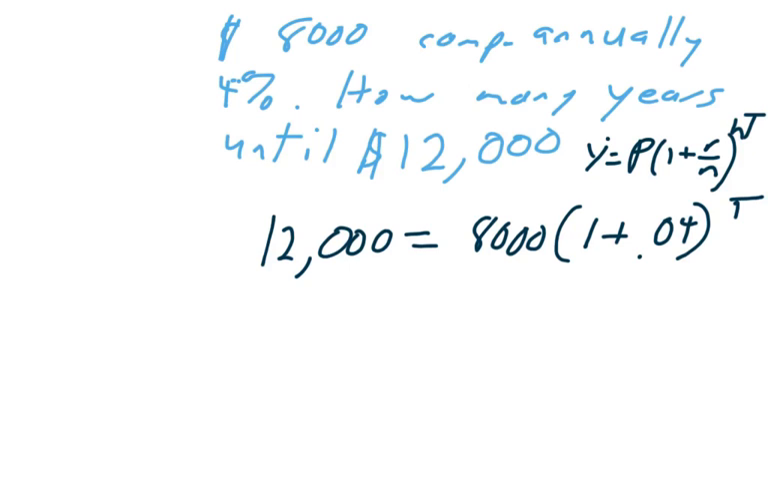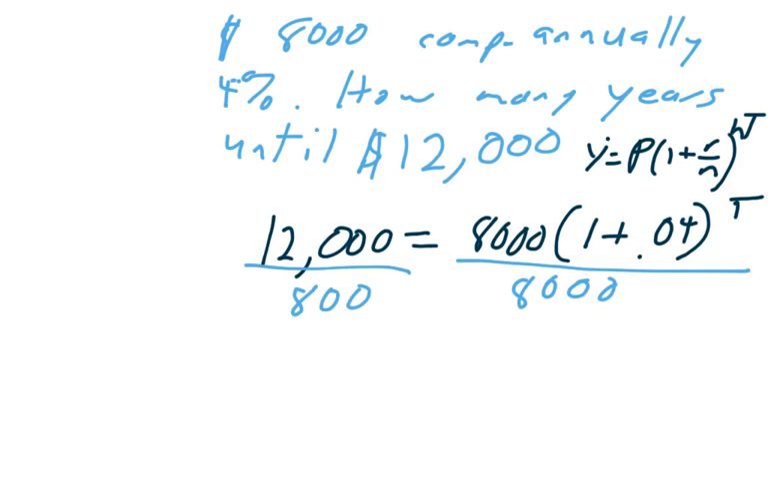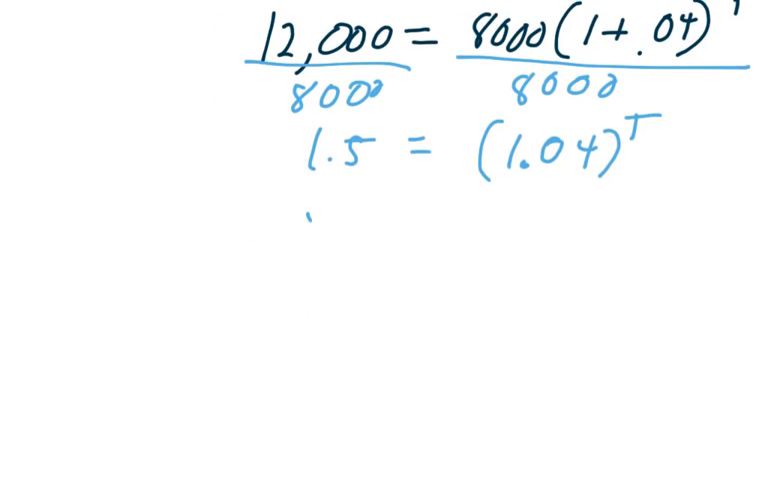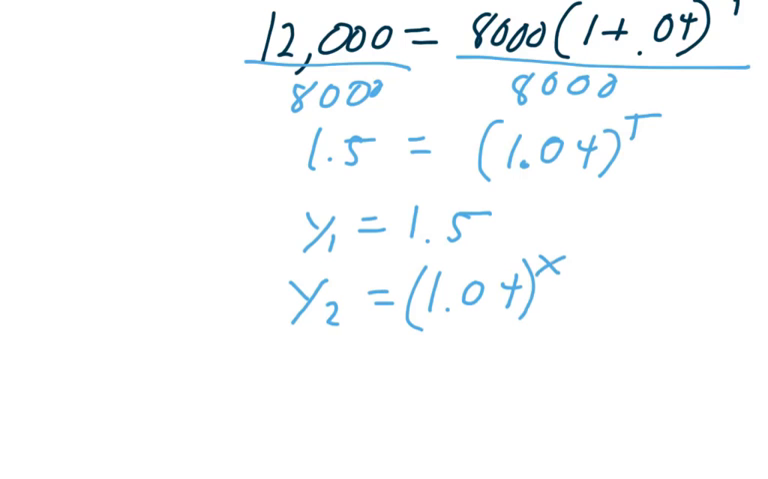So, in order to solve this, I'm going to first divide both sides by 8,000. And this turns out to be 1.5 equals, let's simplify the parenthesis, and I got 1.04 to the t. So what I'm going to do is use my calculator. In my calculator, I'm going to do y1 equals 1.5 and y2 equals 1.04 to the x. There will be a way that we can solve this by hand, we just don't have it today.